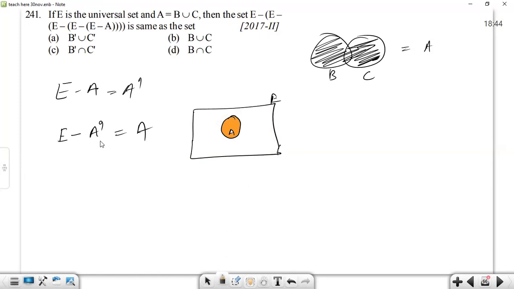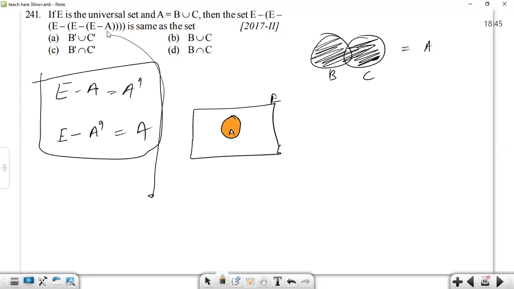Continuing. So what is left is A. These are two things which we will be very much using. E minus A becomes A complement. E minus A complement again becomes A. So this is simply nothing but A. So E minus A again becomes A complement, and E minus A complement again becomes A. And E minus A again becomes A complement. So what is left is A complement only.